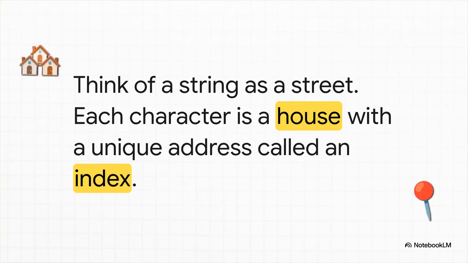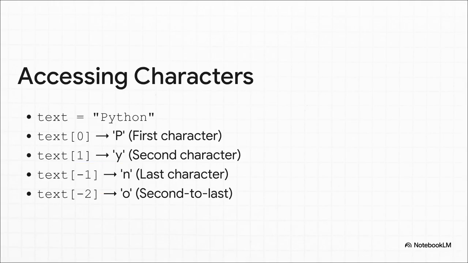Okay, here's a super easy way to think about this. Imagine a string is just a street. Every single character, and yeah, that includes spaces, is a house on that street. And every house has its own unique address. We call that address its index. That's how Python knows exactly where everything is. And here's how we use those addresses. We use square brackets. So text[0] gets us the very first character, P.